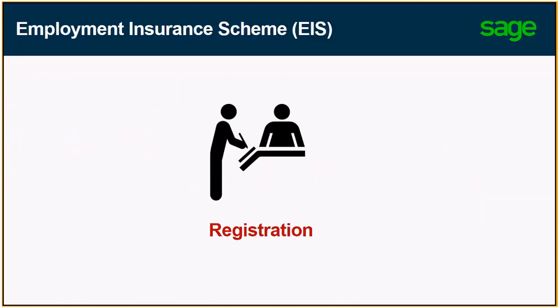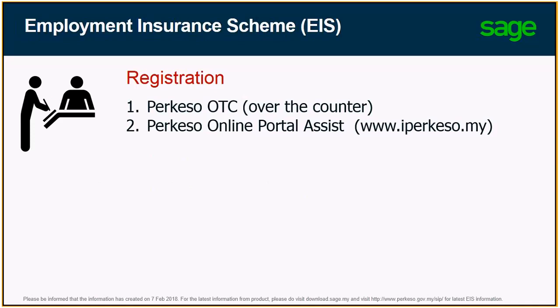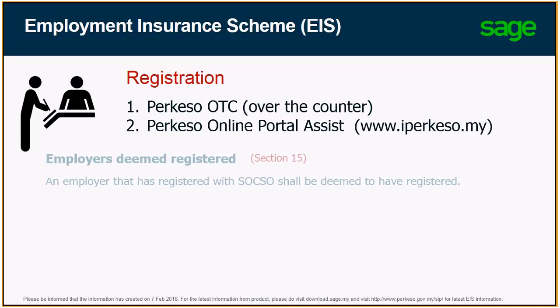Okay, let's see how to register for the EIS as a company. To register the company, you can either go to the PERKESO counter at the office, or you could log into the PERKESO online portal, ASSIST.